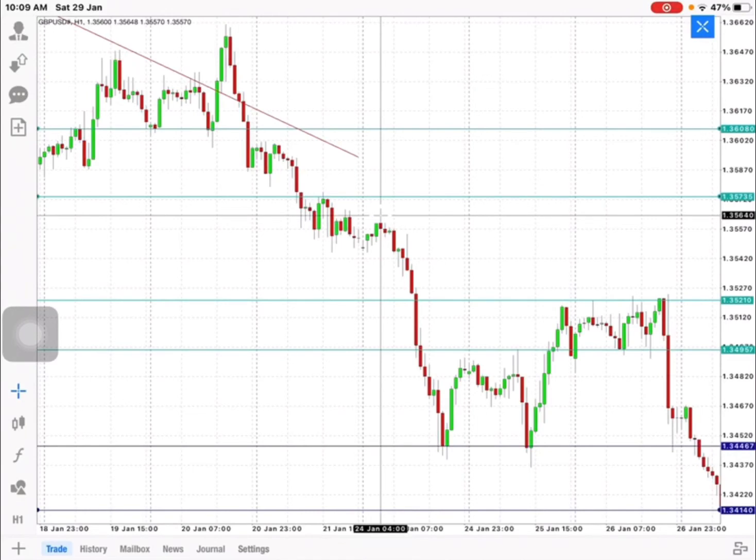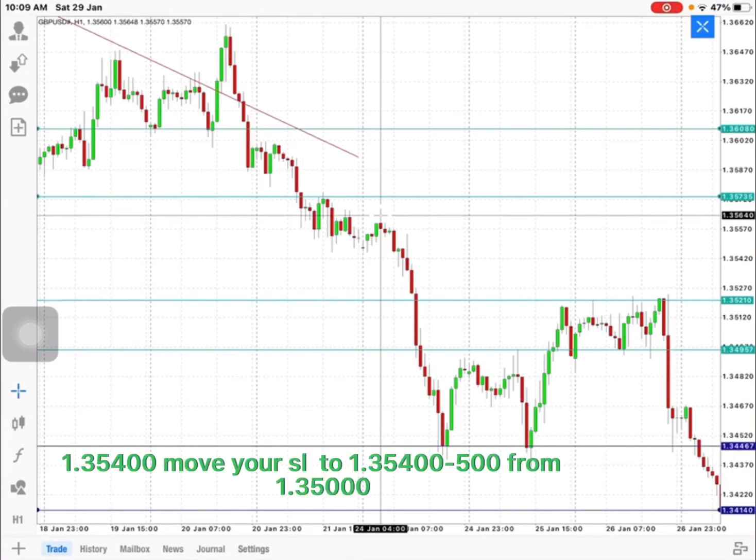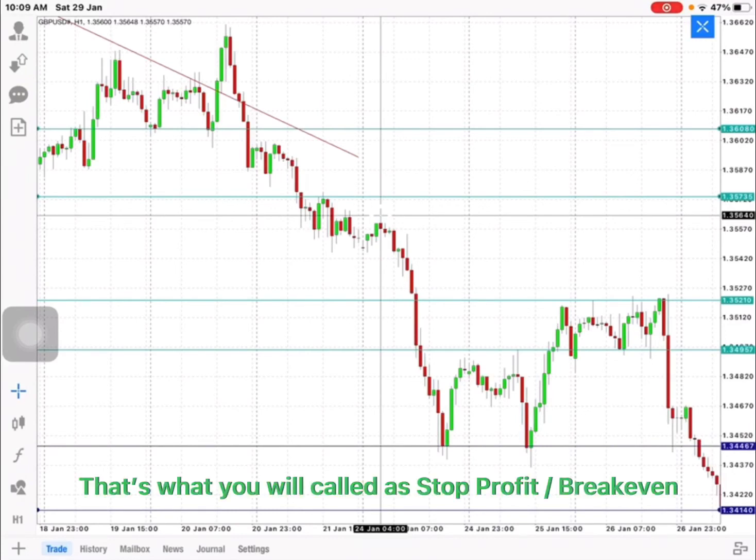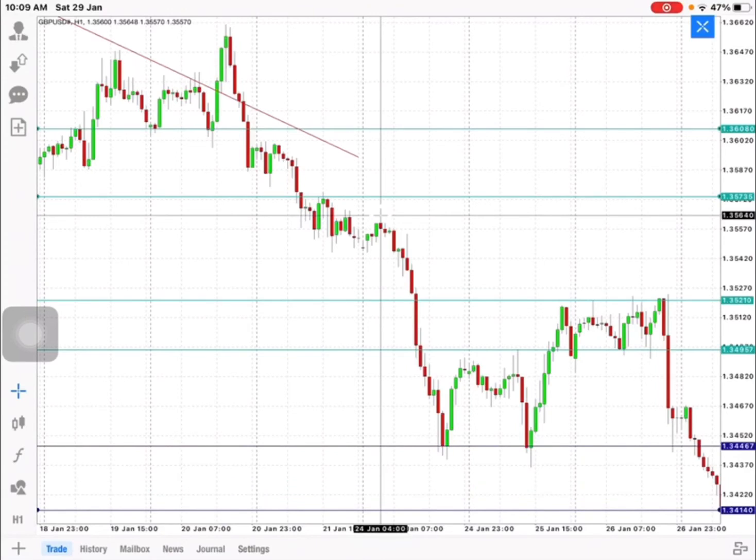If the market starts moving up 20 pips, you guys can move up your stop loss to the place you bought. For an example, you bought at 135,400. You can move your stop loss there, and that's what we call stop profit, guys. You are securing some amount there. You can move it further up also to 135,500 because you can secure 100 pips.